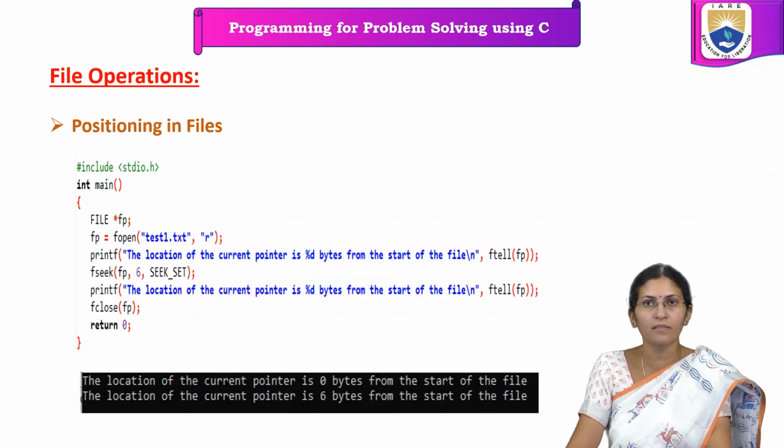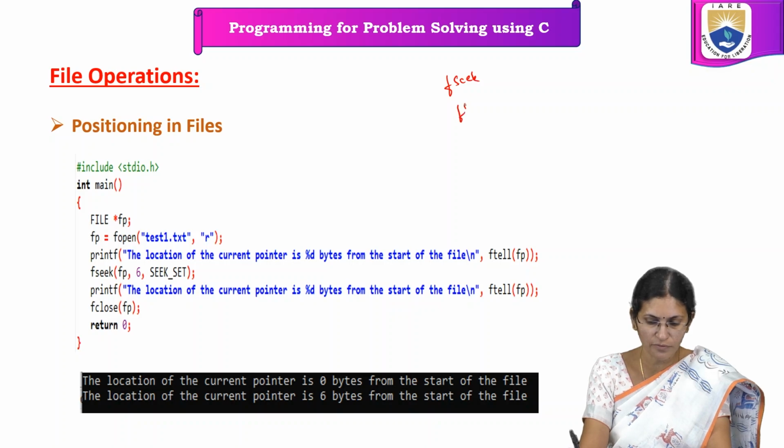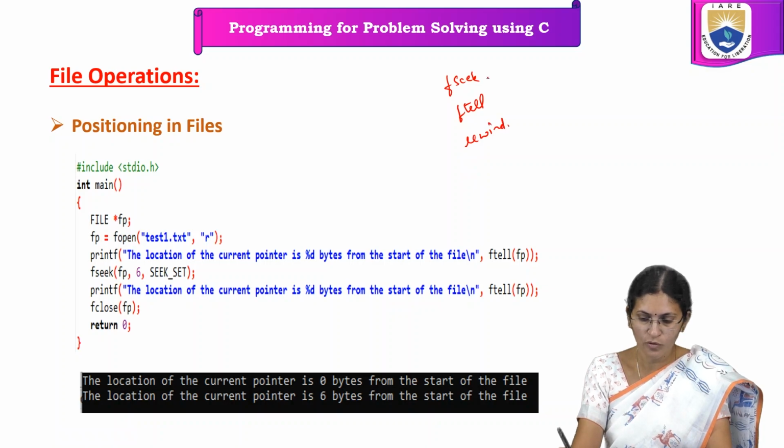Now let us see these different functions, the fseek function, the ftell function, and the last one, the rewind function. We'll see each of these functions.